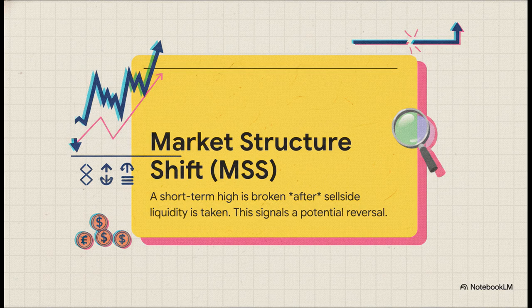For a bullish shift, you'll first see price dive below an old low to grab that sell-side liquidity. Then, immediately after, you'll see an aggressive rally that breaks a recent short-term high. That break of the high is our market structure shift. The sequence is everything. Liquidity grab first, then the shift. That's what makes it so powerful.